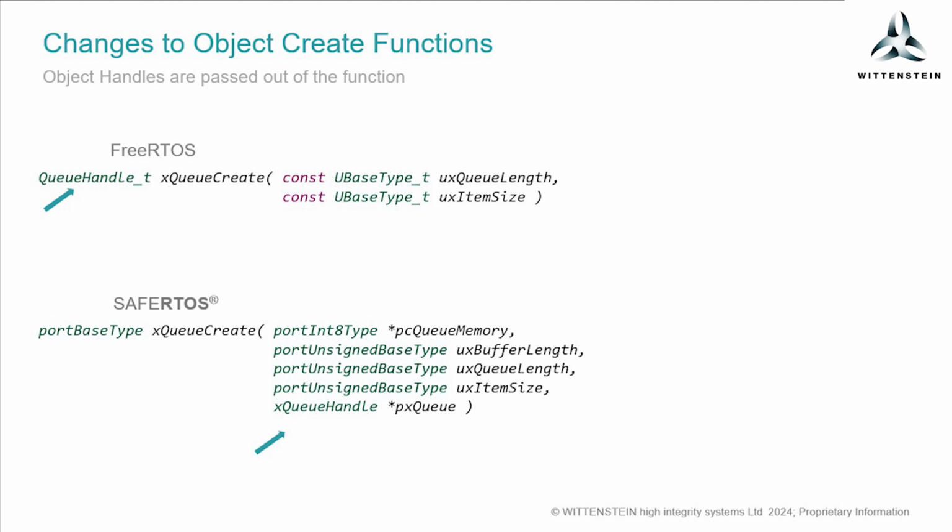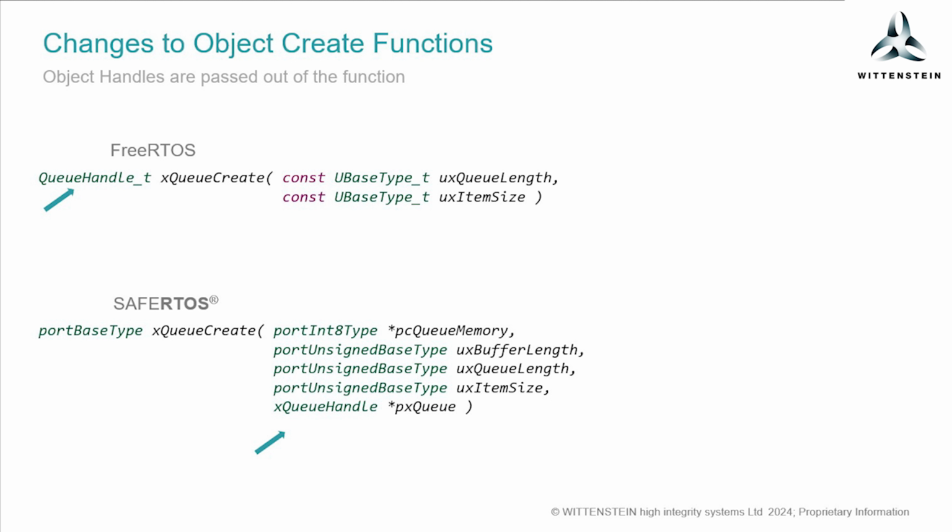Most notably, we have the queue memory again because of the lack of dynamic memory allocation. And there's also a difference in the return value. So in FreeRTOS, if you successfully create a queue using this API function, then the queue handle is going to be returned from the function. So to check whether you have a valid queue, you just need to check if you have a valid queue handle. In SAFERTOS, we are passing out the queue handle via a pointer from this parameter.